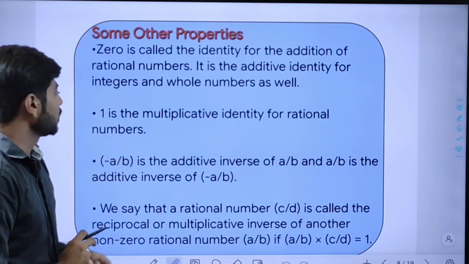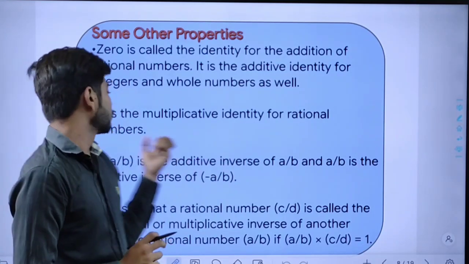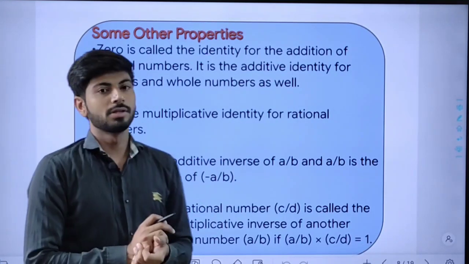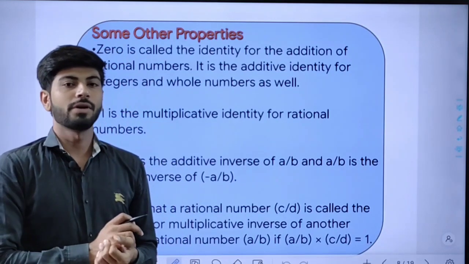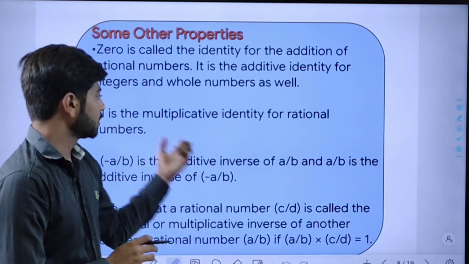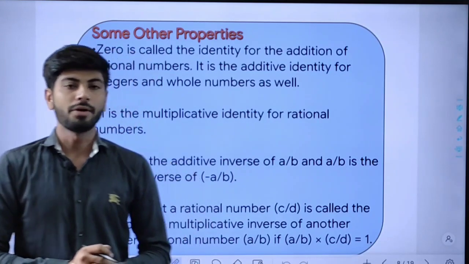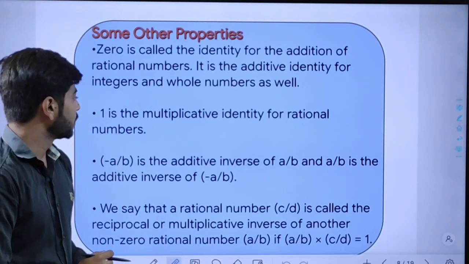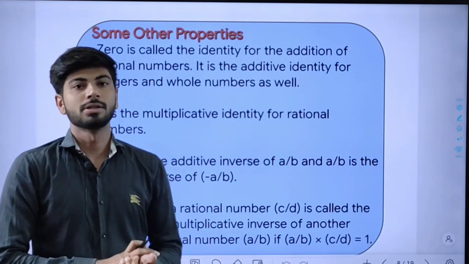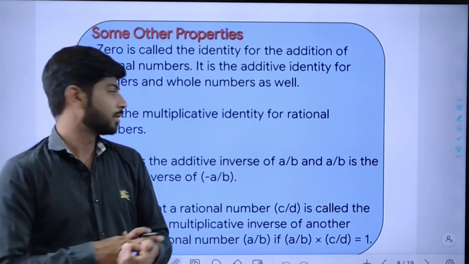Now 1 is the multiplicative identity for rational numbers. We know that 1 is also the multiplicative identity for integers. So similarly it is also multiplicative identity for rational numbers too. If we multiply 1 with any rational number, we will get the same rational number.